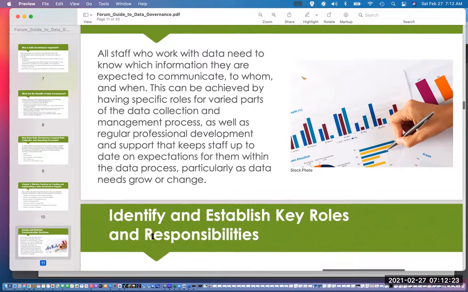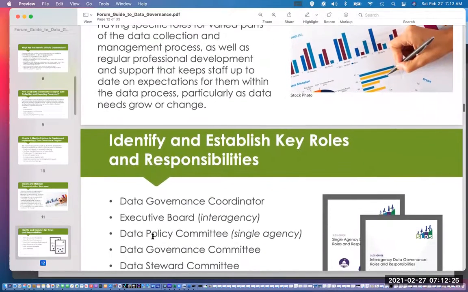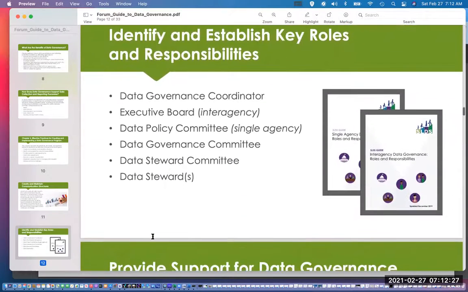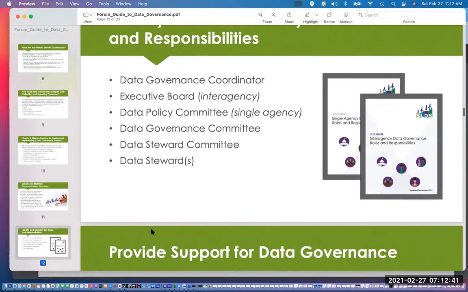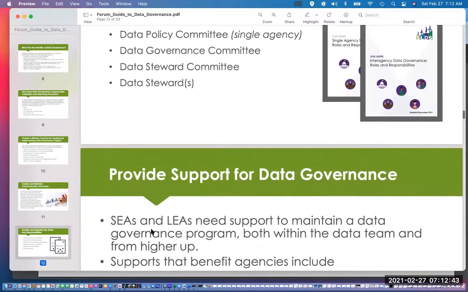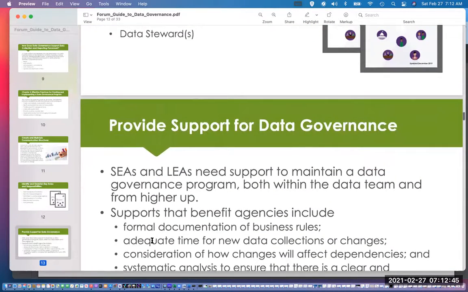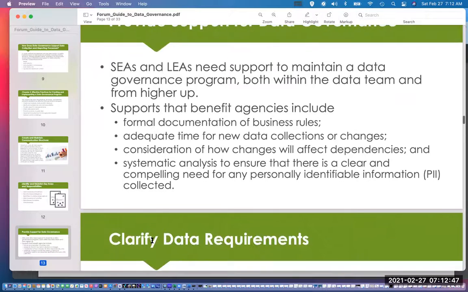Identify and establish key roles and responsibilities. Data Governance Coordinator. Executive Board, Interagency. Data Policy Committee, Single Agency. Data Governance Committee. Data Steward Committee. Data Steward.